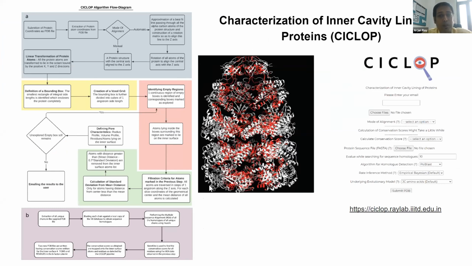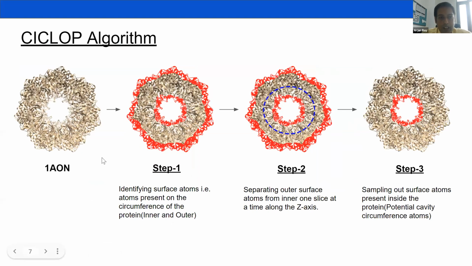And it doesn't matter how you save the alignment of the structure; Cyclop will automatically rotate the structure, maximizing the z-axis, and then it will create a voxel grid and find out what are the inner residues. And this is the web server for that. But a simplified version of this algorithm is that first we find out what is outside and what is inside, then we find the middle ground and take off the outside. So what is left is a sampling of only the inside atoms. And since we do it on a voxel grid, we get atomistic detail information.